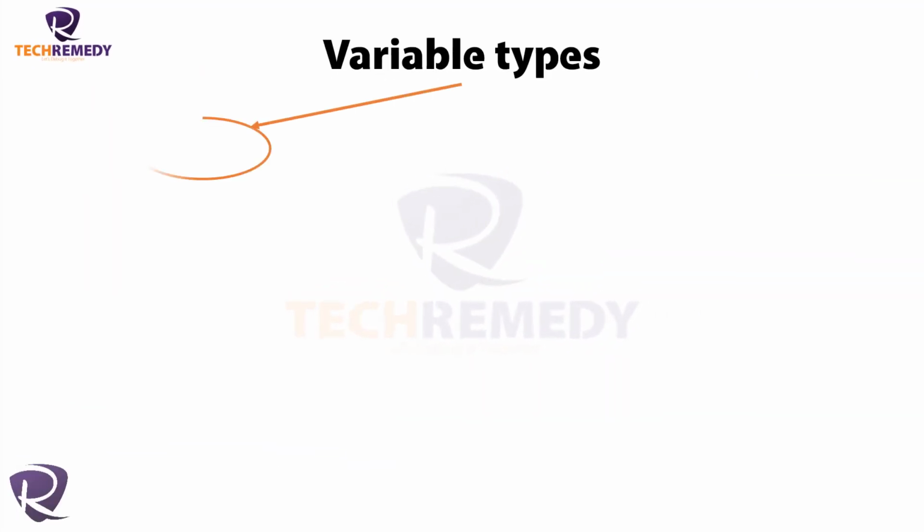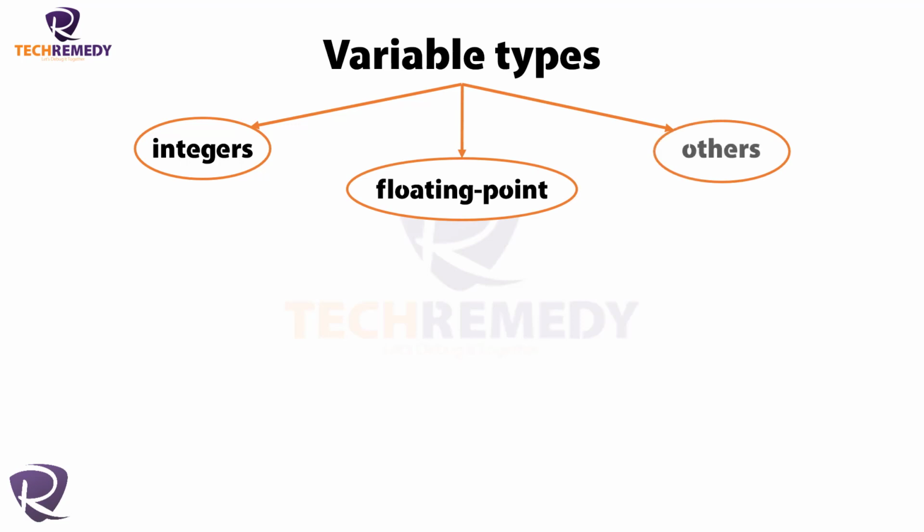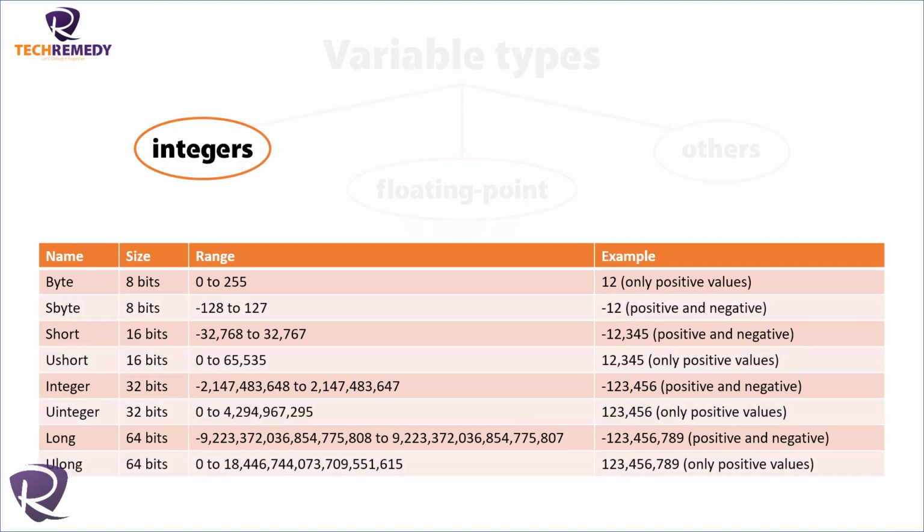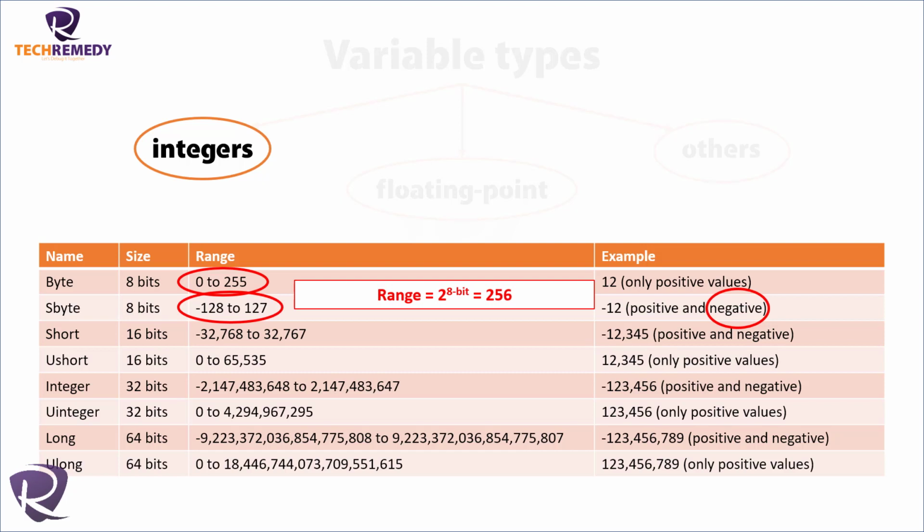Variables are divided into three main categories: integers, floats, and others. Integers, the first category, contains byte, short, integer, and long, and of course their siblings. The reason why I said siblings is because each of those has the exact same range as its sibling. Let's take byte for instance. The size of byte is 8 bits. That gives us a range of 256.